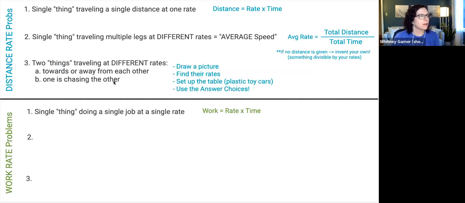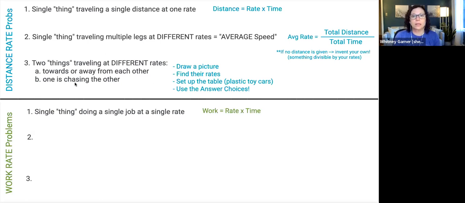We will come back and look at how to use something that we'll be doing today as another, maybe algebraic, approach to these same two things: traveling problems, chasing each other or traveling towards or away from each other. Okay, so tonight we're gonna finish up our cheat sheets with the work side of things.